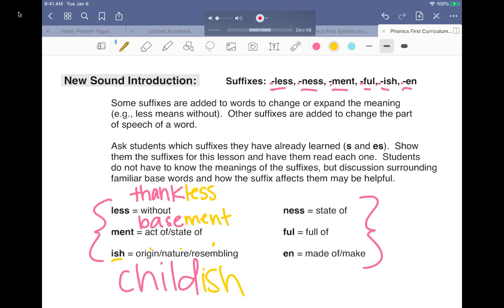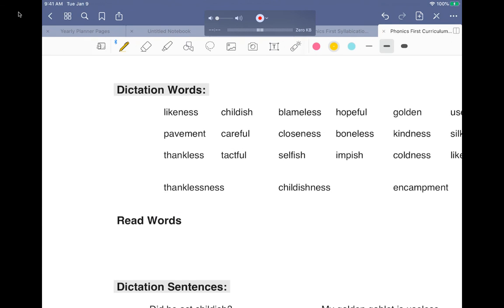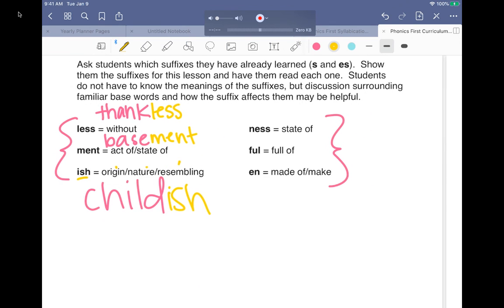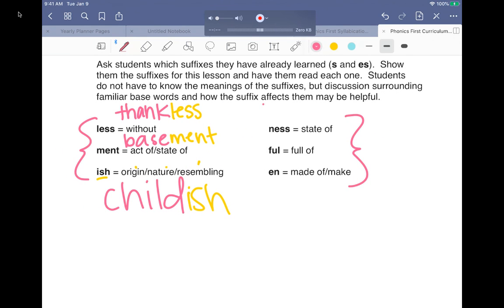All right, so our next one is ness. Let me think of a word with ness on it. Ooh, that's a good one. Okay. This is also on your spelling list this week. What is that word?